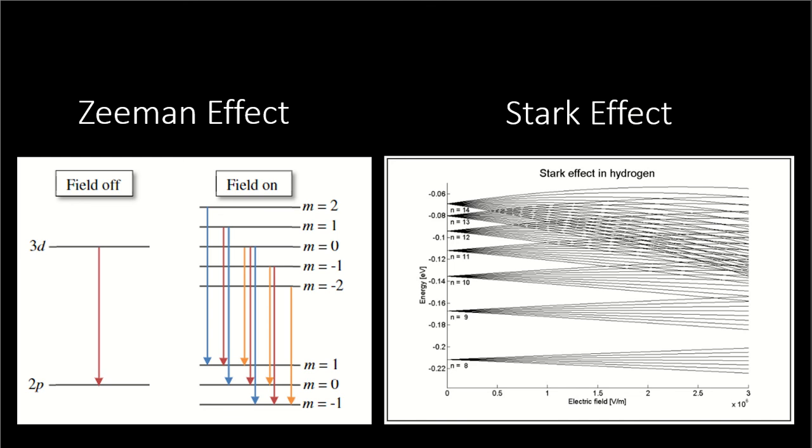And likewise, just as with the Zeeman effect, when a magnetic field is applied, it's also possible to apply an electric field, which in the case of a hydrogen atom also helps distinguish those originally degenerate energy levels, splitting them into individual orbitals.